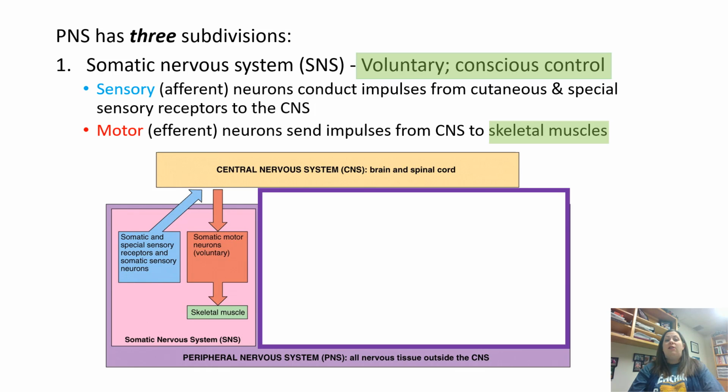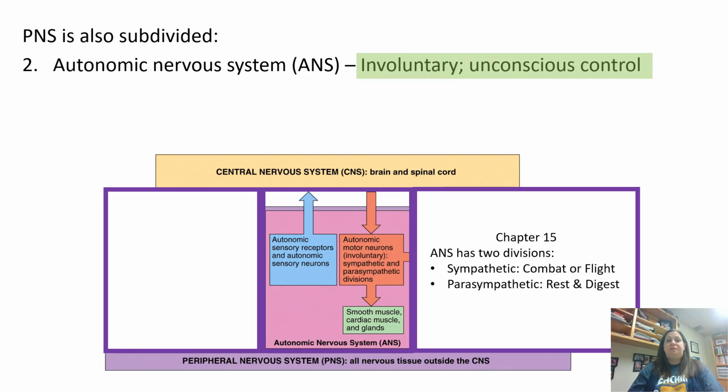The motor neurons are going to send impulses from the central nervous system, and they're going to talk specifically to the skeletal muscles. So this is what the somatic nervous system is going to focus in on, talking to the skeletal muscles for voluntary conscious control.